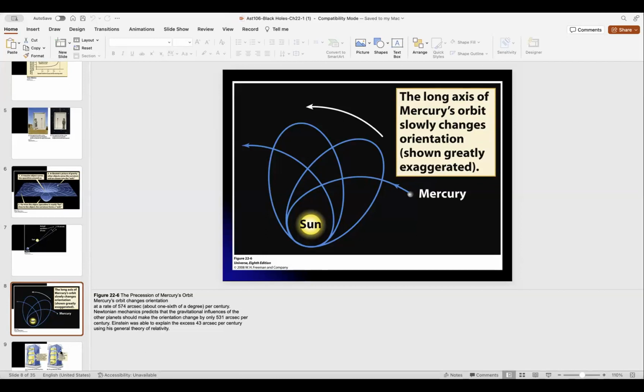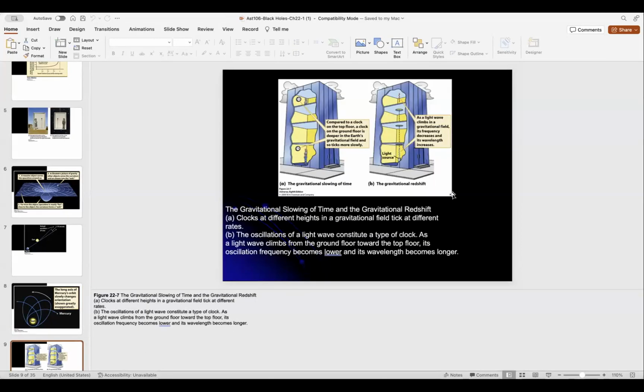And the third one was the slowing down of time due to gravity, and that was also proved in the Pound-Rebka experiment.